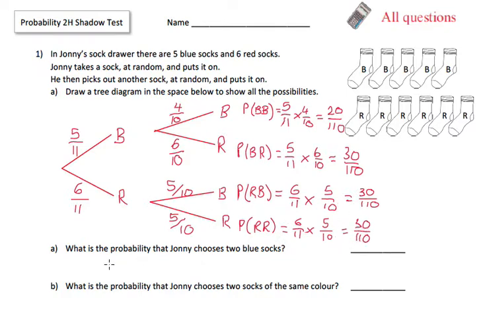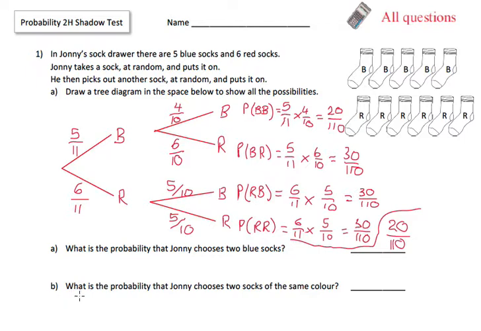Now, question A says, what is the probability that Johnny chooses 2 blue socks? Well, there's only one route that will give us 2 blue socks, and that's this one. We've worked out the probability. That's 20 over 110. Okay, I'm just going to keep that separate.